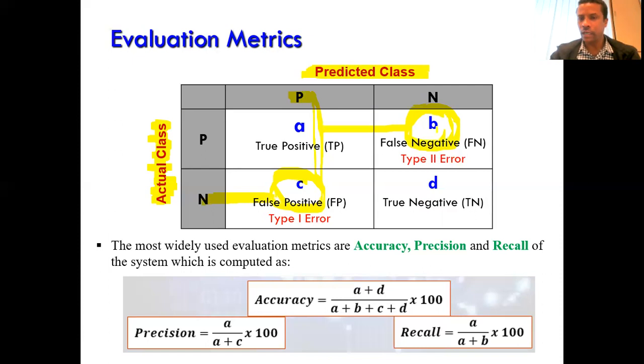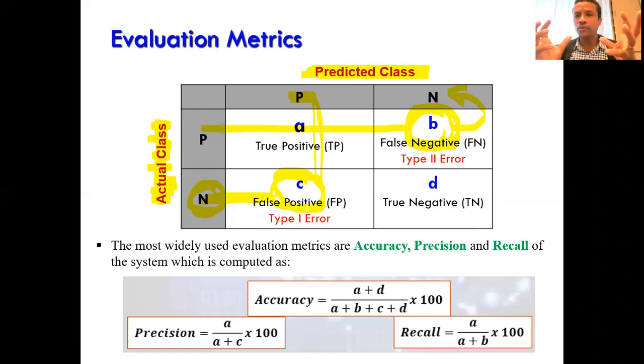Here, but your program says it is negative. So these are the two types of errors that we want to avoid. What we call type 2 error is when, in the actual world, it is positive, but your program says it's negative. That's why we call it false negative. Your program wrongly says this is negative. And this one, we call it false positive because it is actually negative in the real world, but your program says that it is positive.